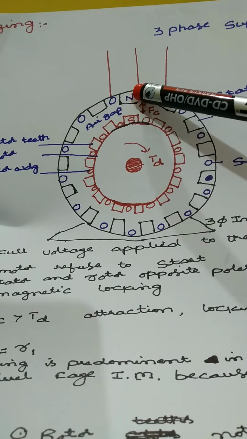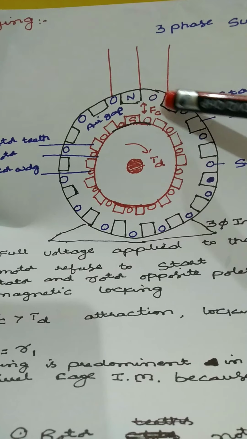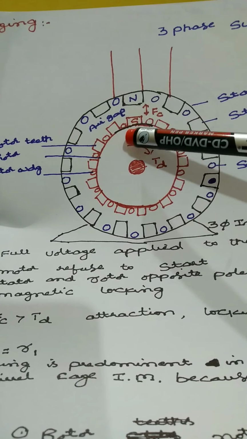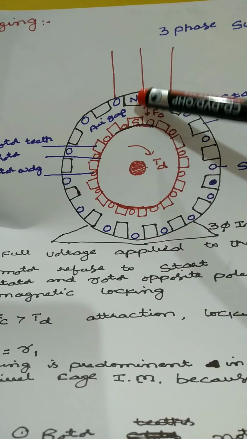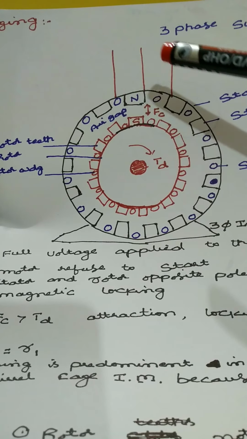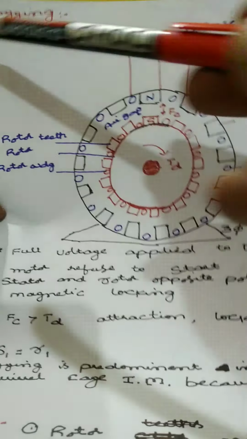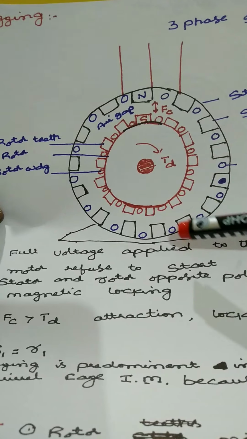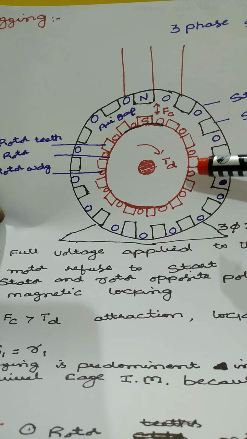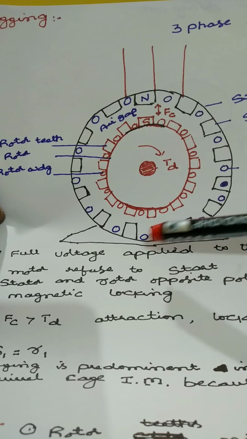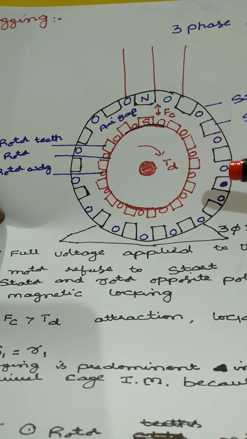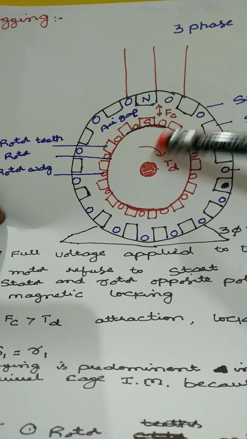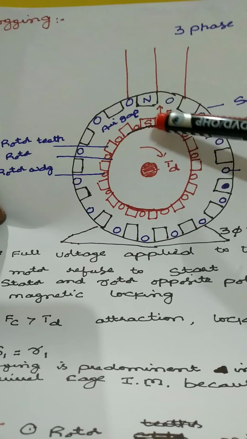So this is the north pole, the stator teeth acquire north pole, and the rotor teeth acquire south pole. Sometimes it will happen, not always. Even if you give full voltage to the motor, it will refuse to start due to this cogging phenomenon. The motor refuses to start. This happens due to the magnetic locking between stator and rotor teeth.